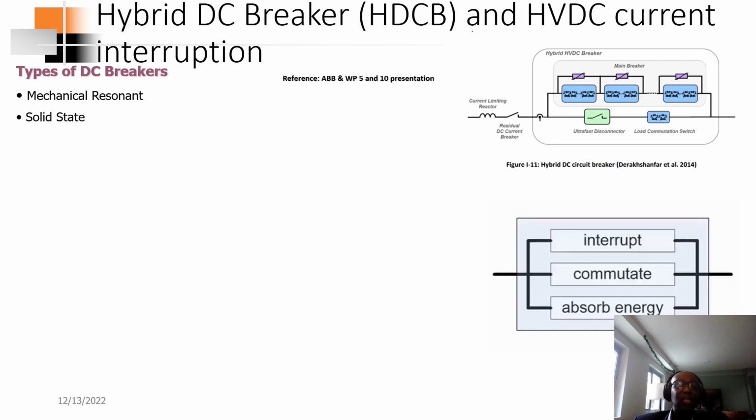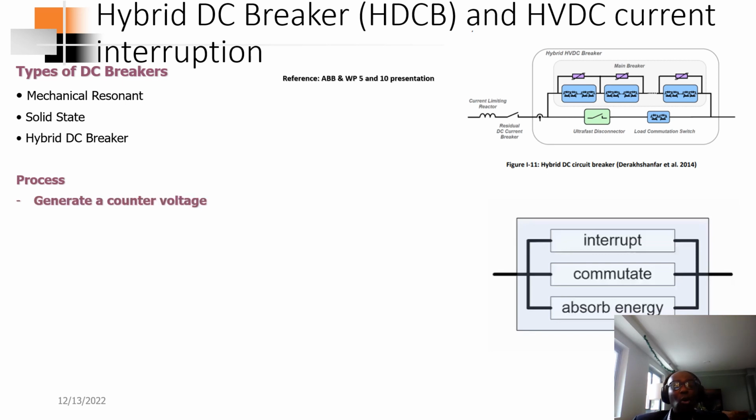Then you have a solid state DC breaker. What it does is utilize IGBTs or GTOs, gate turn-off thyristors. Then you have the hybrid DC circuit breaker, and I'll show you what the hybrid DC circuit breaker looks like.